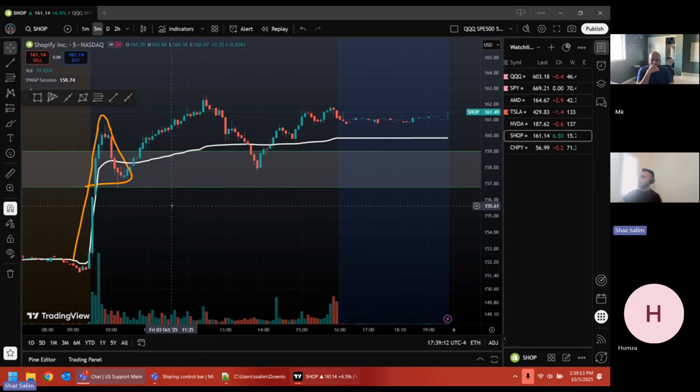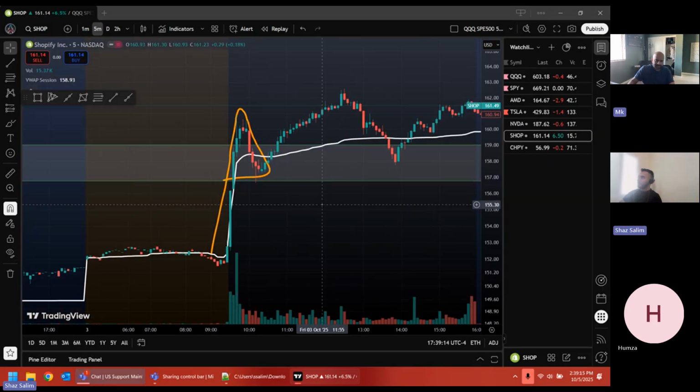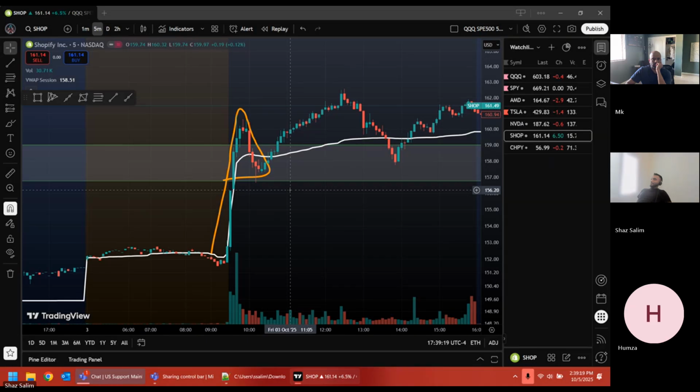So this is the demand zone we just drew. And look how it kisses it perfectly. It's like in this box. Beautiful. That's a beautiful trade. Had I known this, right, I could have maybe taken a starter position here, right?